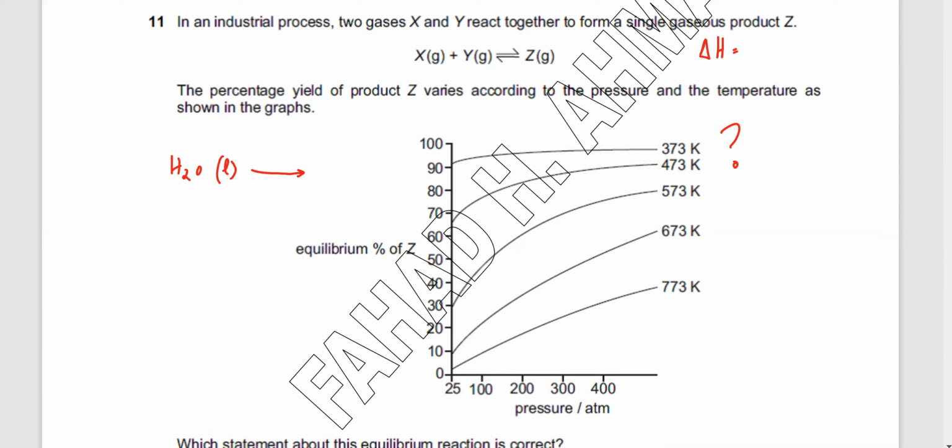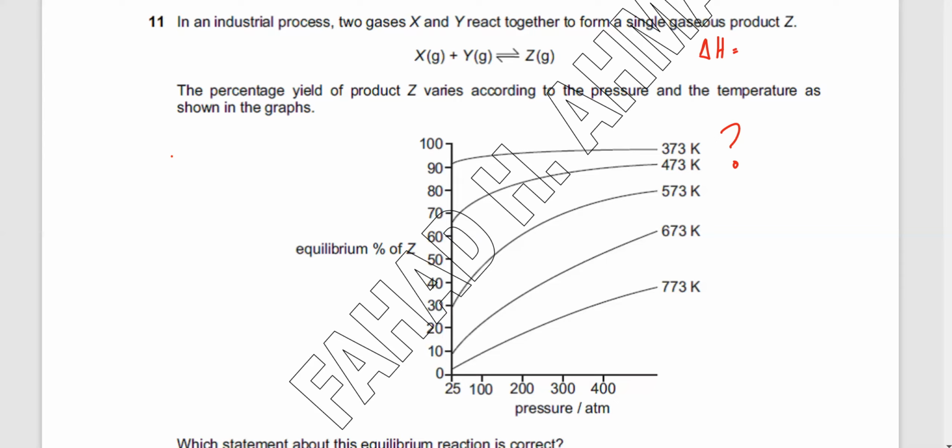So the delta H is fixed. You need a very specific amount of energy to change it from liquid to gas, right? So that has nothing to do with temperature. It's a fixed value. So what I'm saying is, how would you figure out whether it's endo or exo in this case?